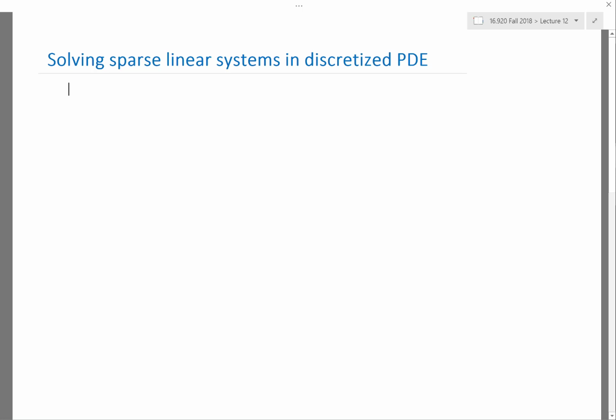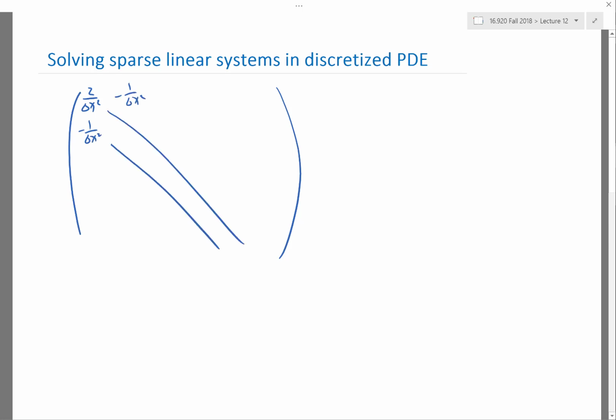So for example, when we are solving Poisson's equation in finite difference, we get a matrix like that. We get a matrix with 2 over delta x squared on the diagonal, minus 1 over delta x squared on the off-diagonals, and then it just goes on like this.